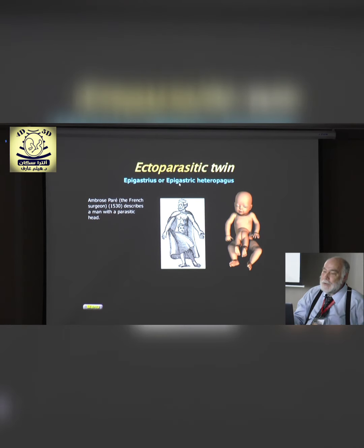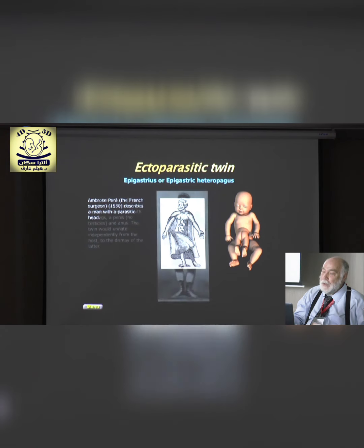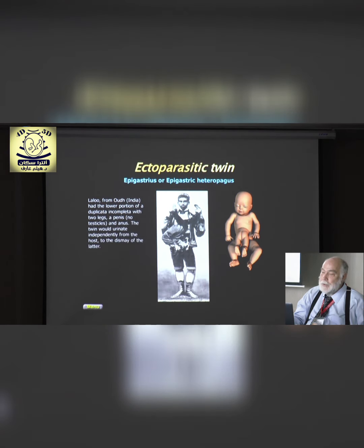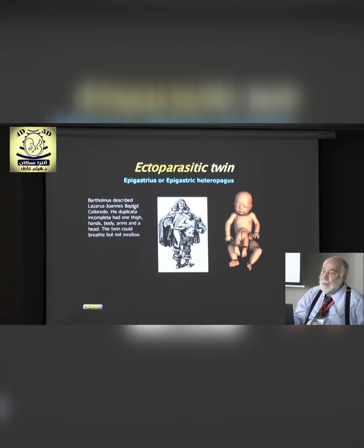This is the epigastrius, or heteropagus parasitic twin. This is an example from Ambroise Paré. You see the head attached to the other person. This is one from India, which is almost the same. This is a little boy that has a brother attached to himself. This one had arms, ours did not have arms. And this one is from Bartholinus, you know, the guy from the gland. And this is the opposite. Here we have the head, but no limbs.